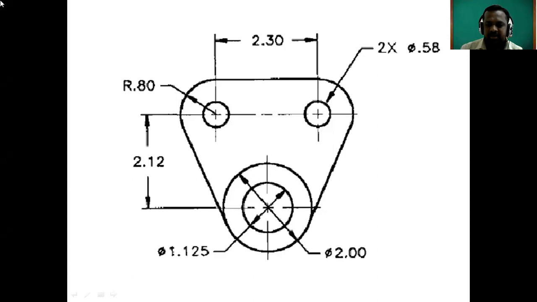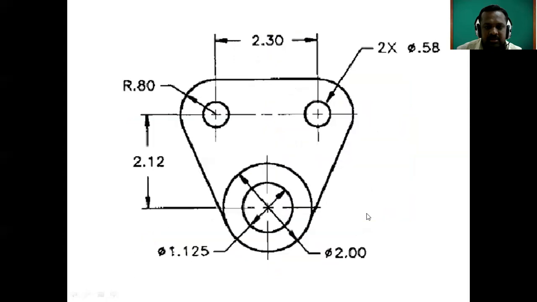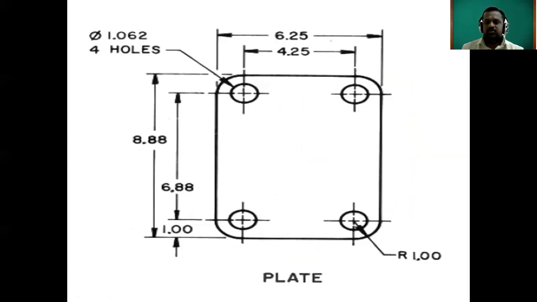Now check the given figure. Sorry, this figure. Is it clear? Yes, sir. Any doubt, any problem? No, sir. Okay, can I take the next figure? We will take the next example as this figure.